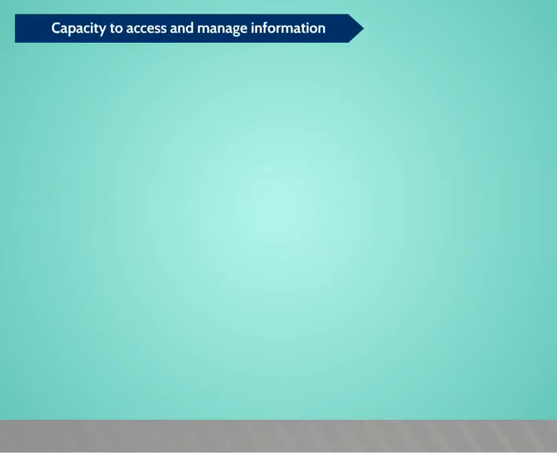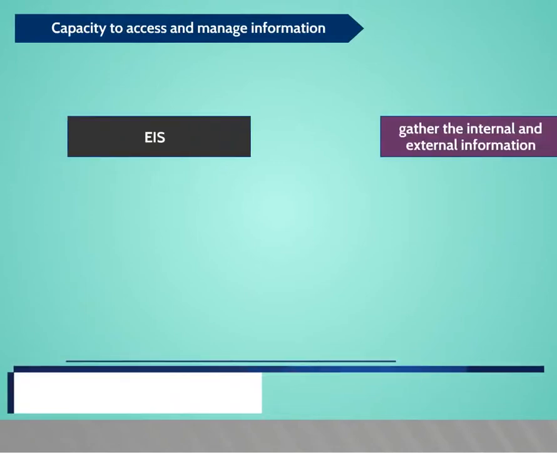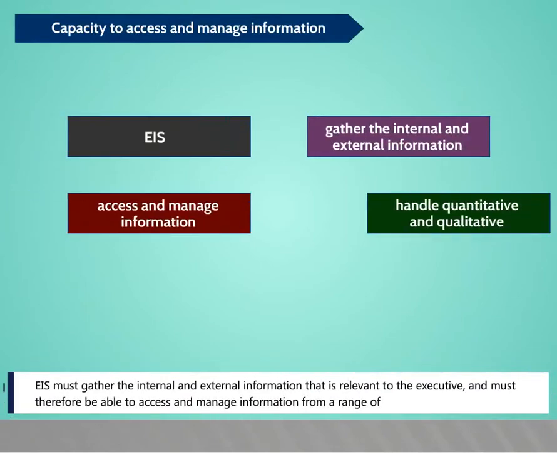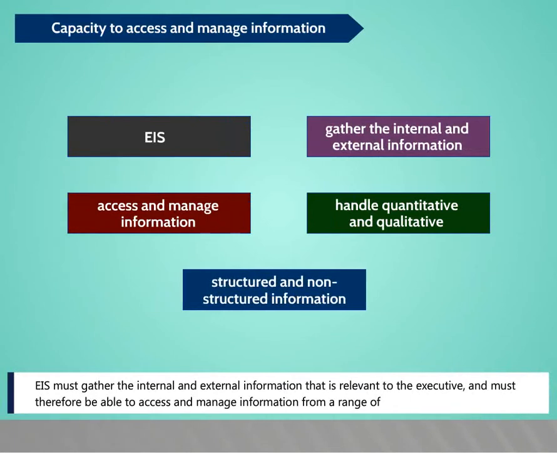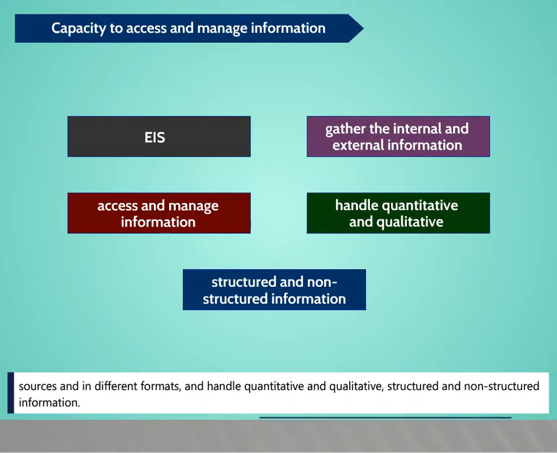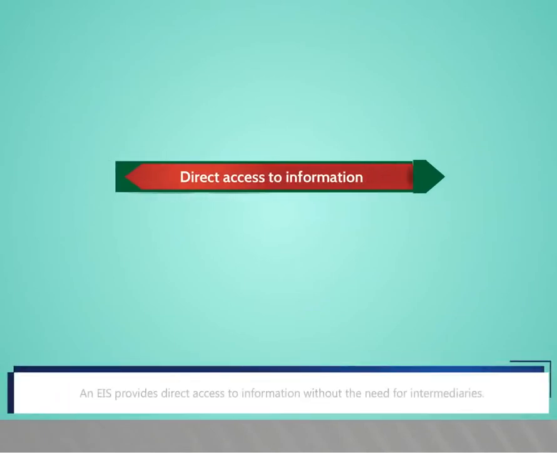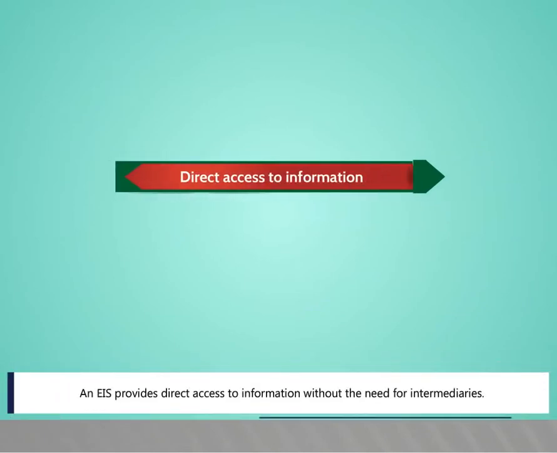Capacity to access and manage information. EIS must gather the internal and external information that is relevant to the executive and must therefore be able to access and manage information from a range of sources and in different formats and handle quantitative and qualitative, structured and non-structured information. An EIS provides direct access to information without the need for intermediaries.